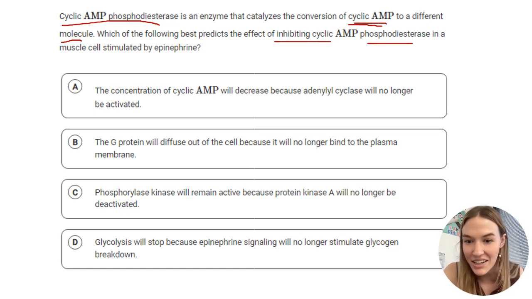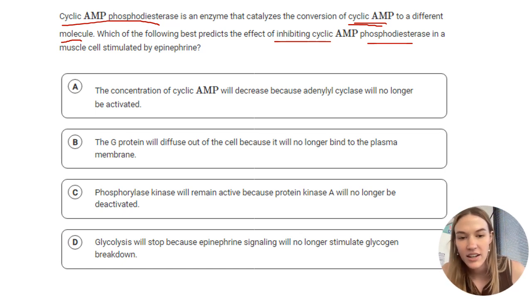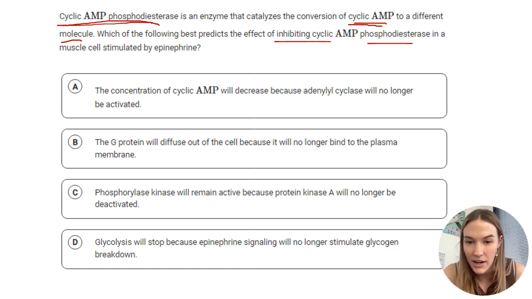And so this is almost like a two-fold type of question. So you really have to think about it, and I strongly recommend drawing it out. But the way you can think of this is this is acting as an inhibitor to that pathway for epinephrine signaling. And so if we inhibit the inhibitor, we kind of go back to normal. It's like a double negative. And so the best answer here is going to be C.